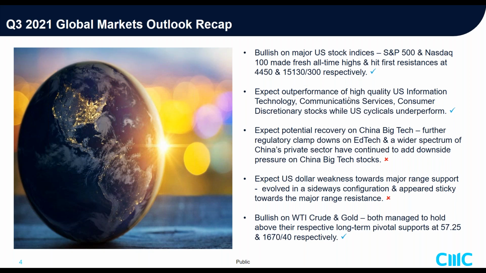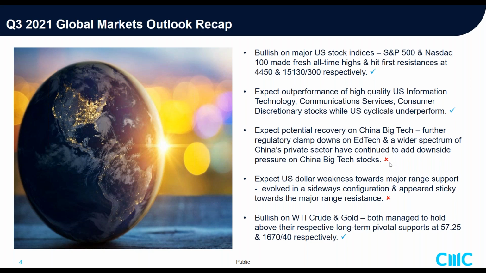of the difference between the US 10-year and 2-year, it would lead to a potential outperformance of high quality US information technology stocks, communication services, and consumer discretionary stocks, while US cyclicals like industrials, materials or energy, we were expecting to underperform, which actually turned out as well. All right. Then this one, it didn't turn out as within our expectation.